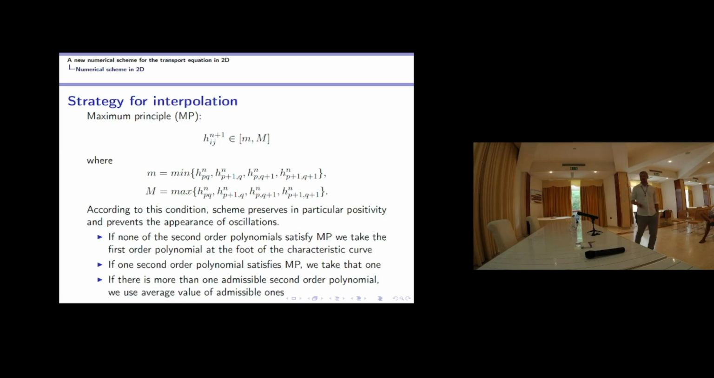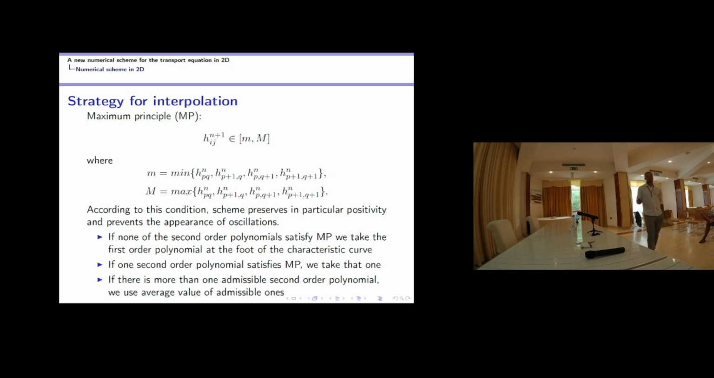And what is the strategy? First we check for the second order polynomials, for all 4 possible cases, are they satisfying the maximum principle? If none of them satisfies this condition, we will use linear approximation, because we know that linear approximation always satisfies it, because it's a convex combination of those 4 points.